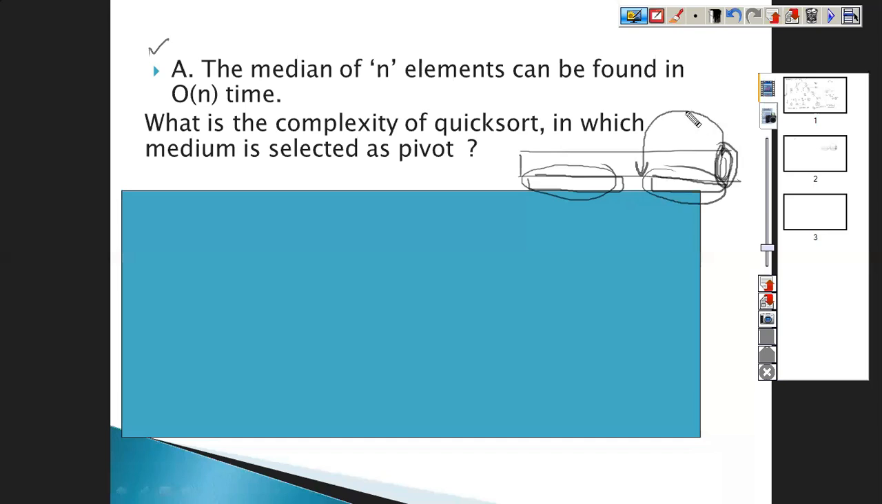If you apply the partition, it will exactly divide into two halves. Otherwise, if the pivot is not the median, it is possible that this element is placed somewhere here, and you get two partitions, one of this much size and the other of this much size. But with the median element, the partition is exactly half. Okay, so we'll understand how things will work.